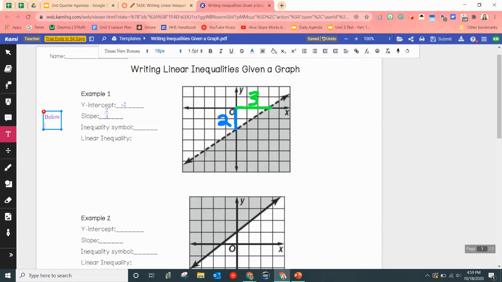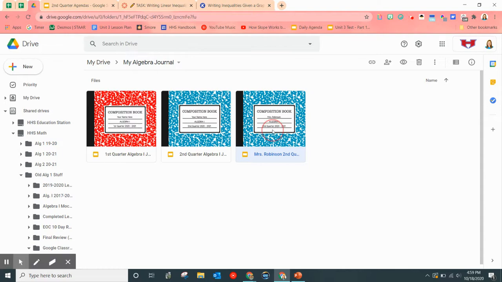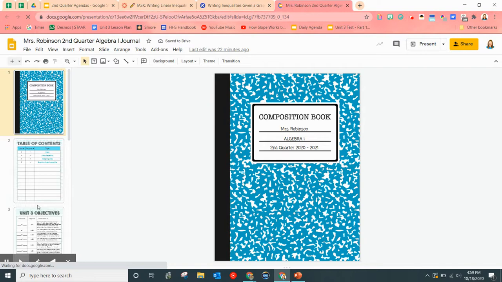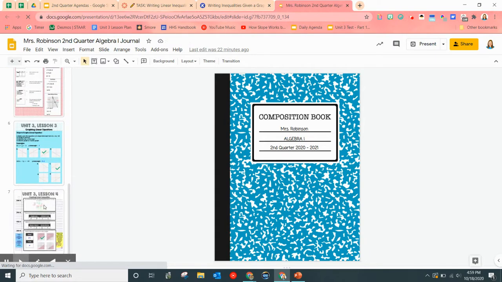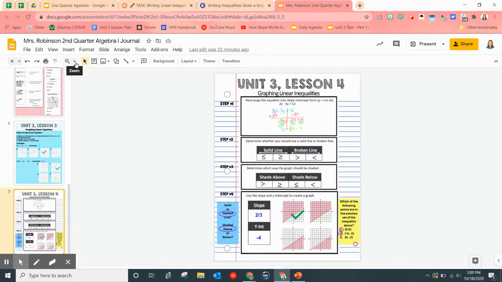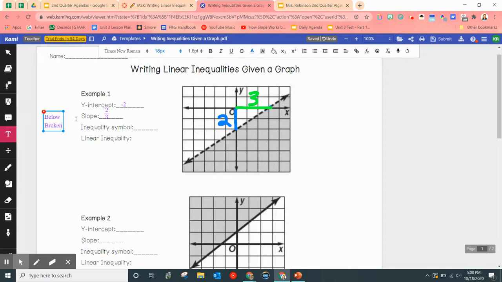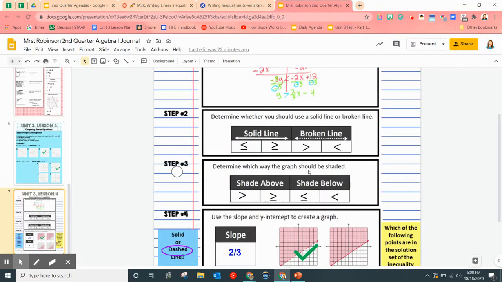And then I can also see that it's a broken line. If you need to, let me come over here and pull up my journal like we learned in yesterday's video. This will be very helpful if you look at your notes from yesterday. Let me zoom in. Notice that if it's shaded below, it has to be one of these, and if it's a broken line, it has to be one of these.